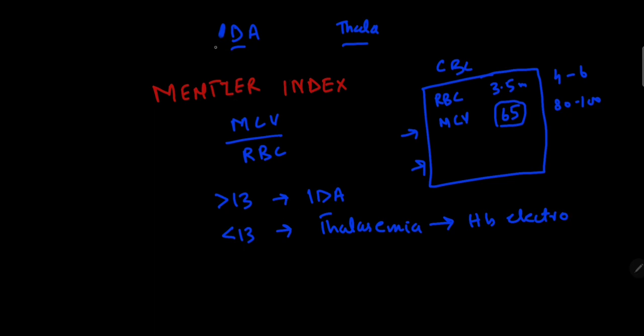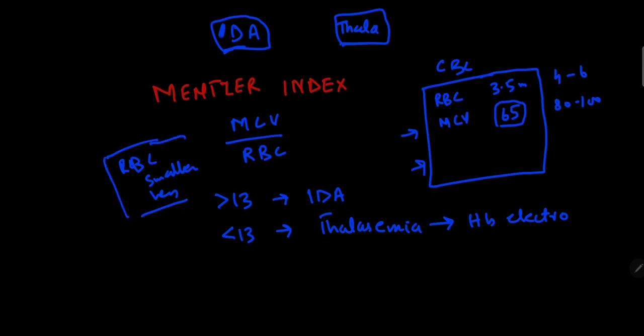So let's touch a little on the thalassemia and the iron deficiency anemia. In iron deficiency anemia, you don't have iron, right? So the red cells are smaller and less in number. The hemoglobin is not synthesized because we don't have the resources for it. We don't have the iron to synthesize it. So red cells are smaller and less in number.